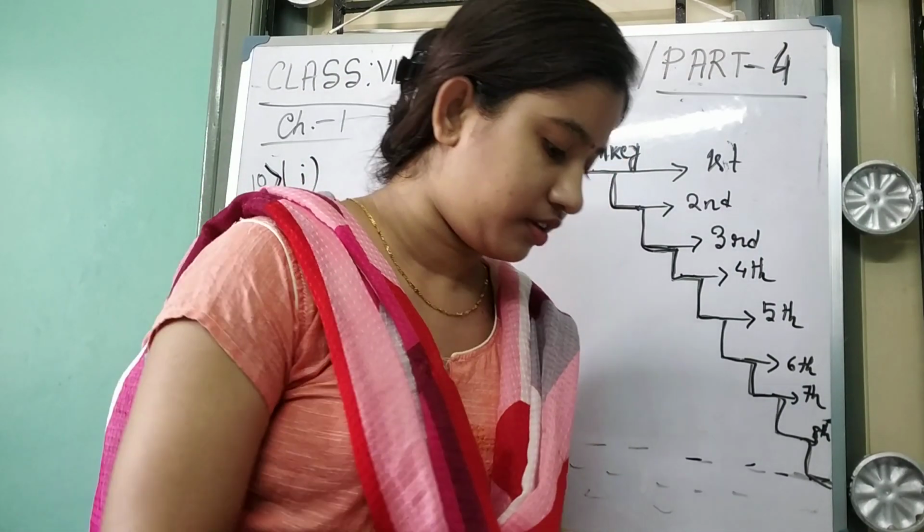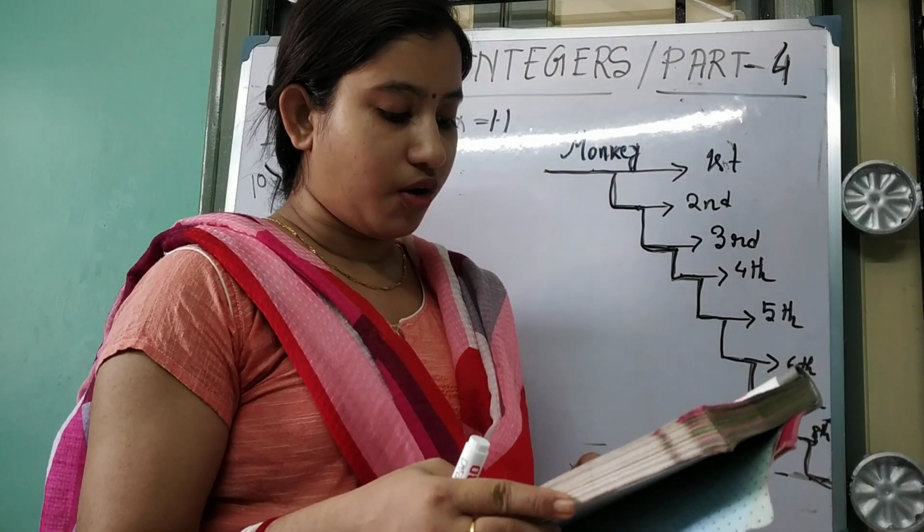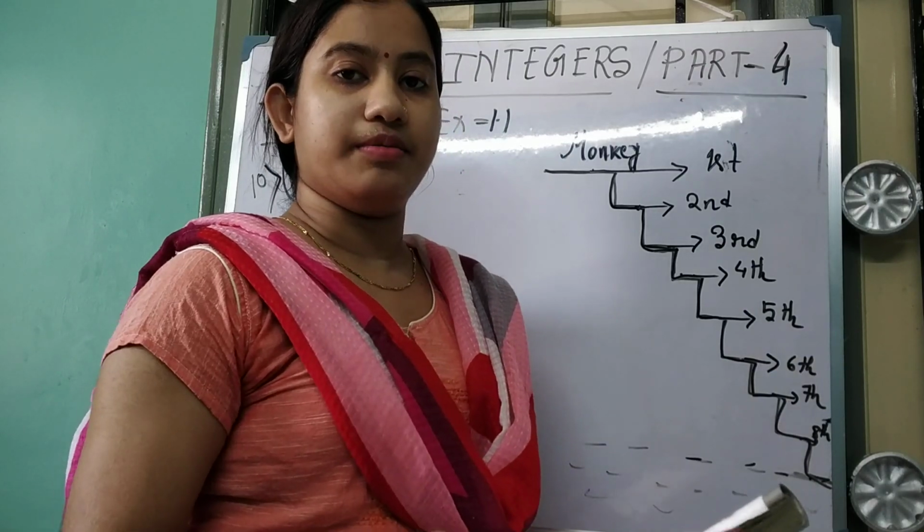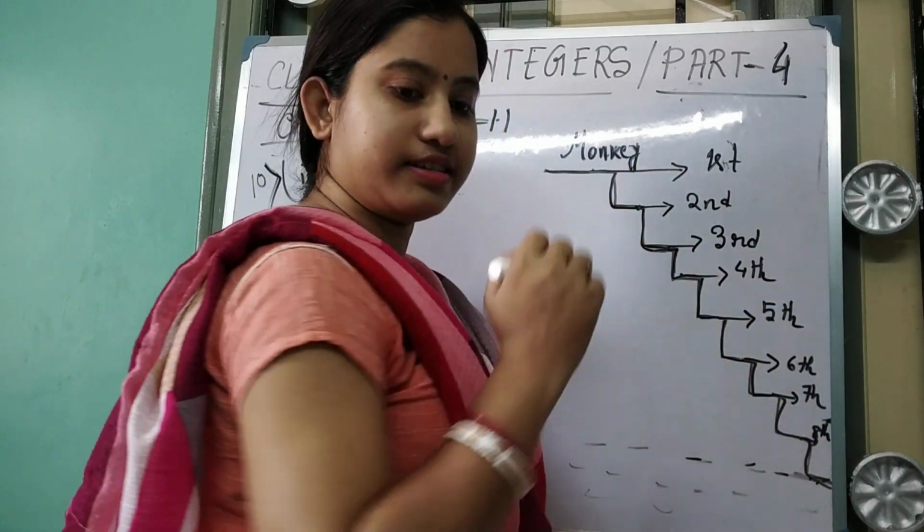So we find in how many jumps he will reach the water level. Water level means the 9th step.